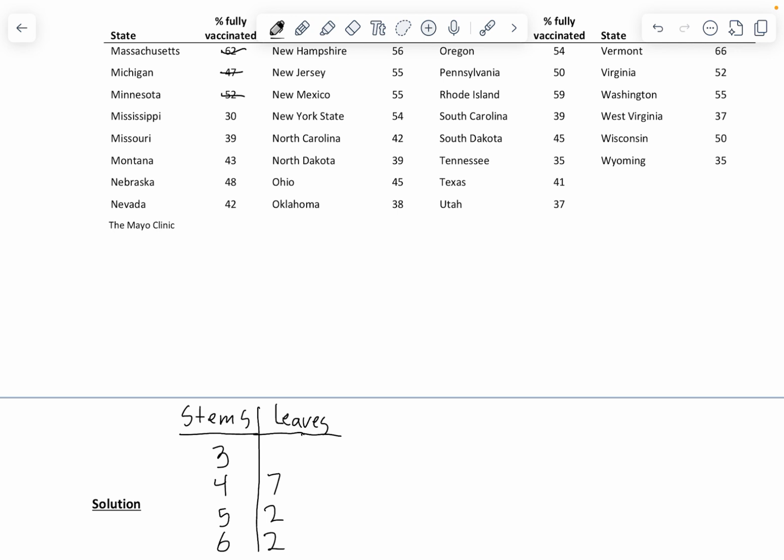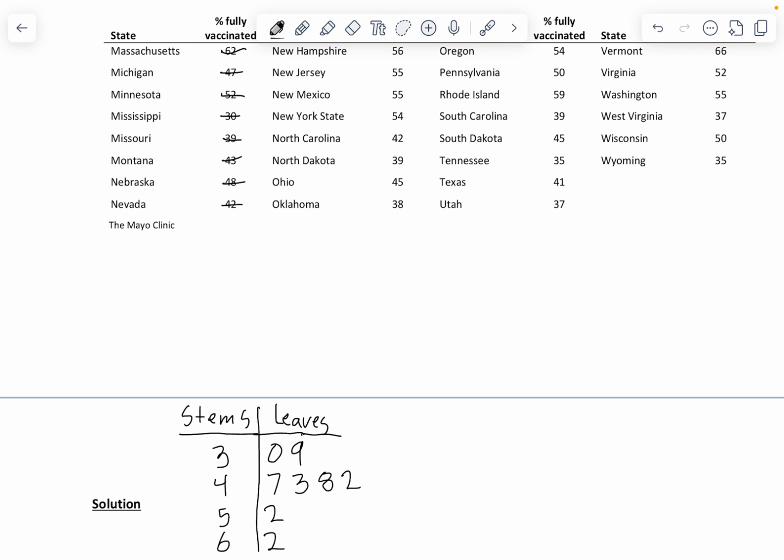Mississippi, 30. So we'll put a 0 right there. Missouri is 39. So what I do now is I put the 9 just to the right of the 0, because now I have a second data value with the same stem. So I just line up the leaves horizontally here. Montana is 43. I'll put a 3 right there. Nebraska is 48. Put an 8 right there. Nevada is 42. Put a 2 right there.